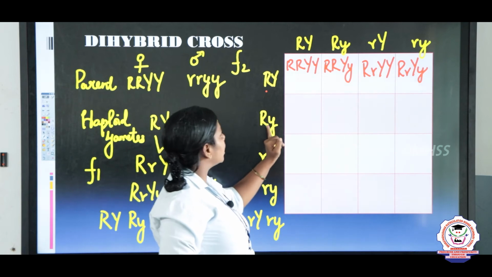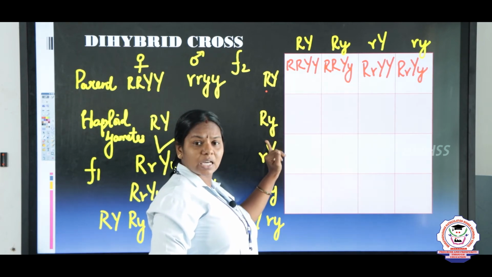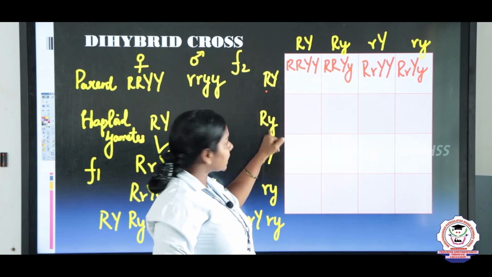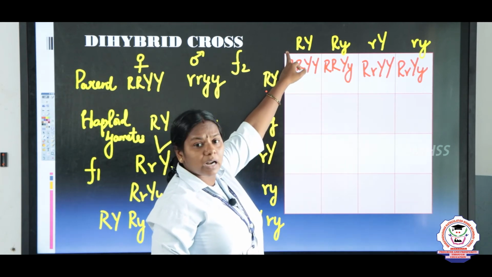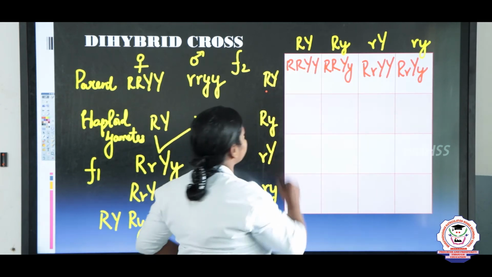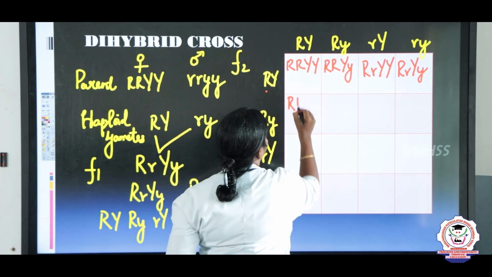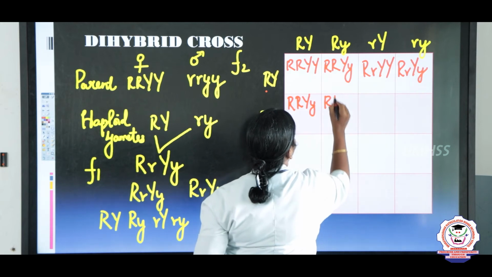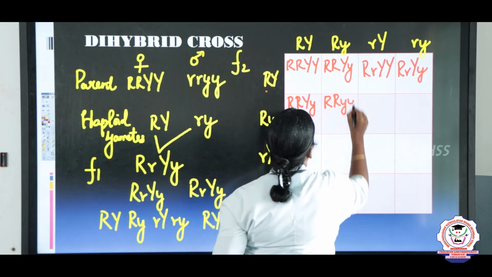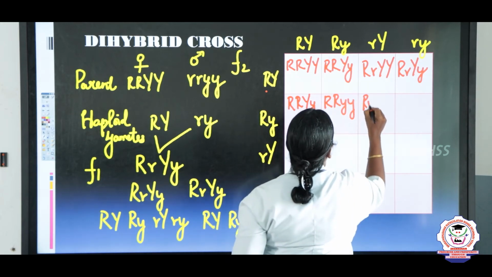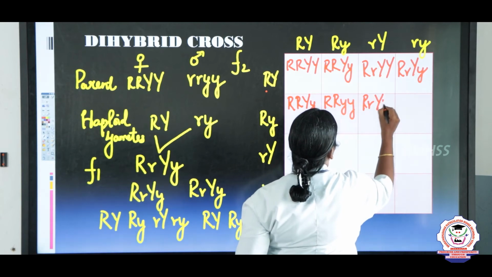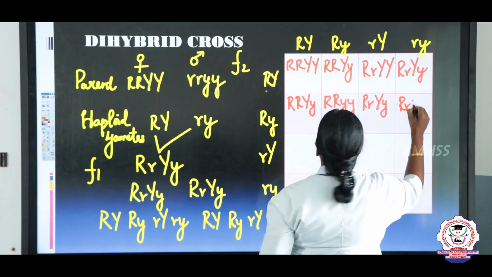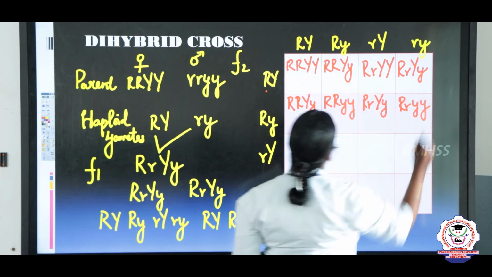And next when we are going to cross between the capital R, small y, right, that is round green, with the round yellow seeds, right, we get the combinations capital R, capital R, capital Y, small y, capital R, small r, capital Y, small y, capital R, small y, small y.